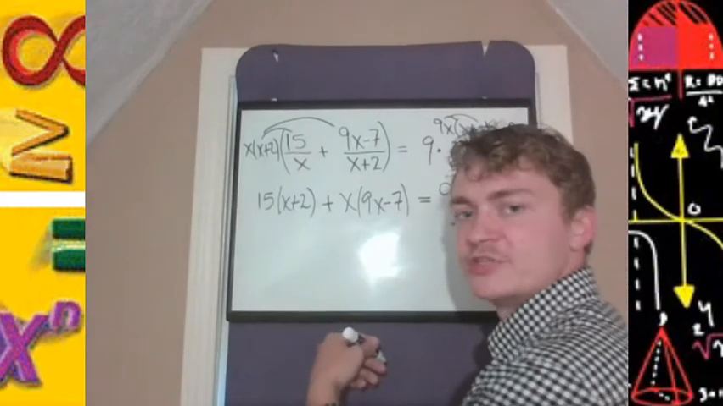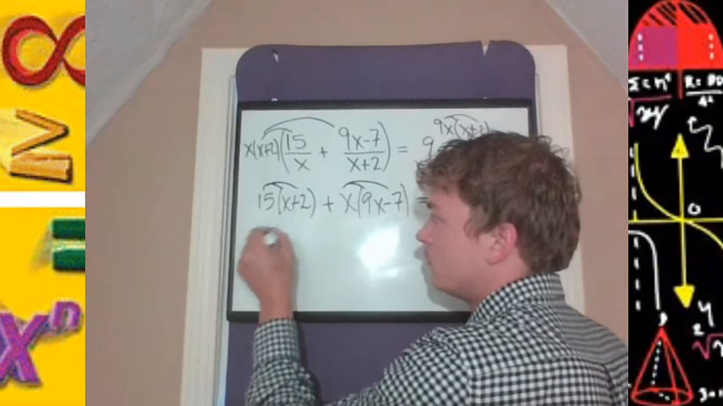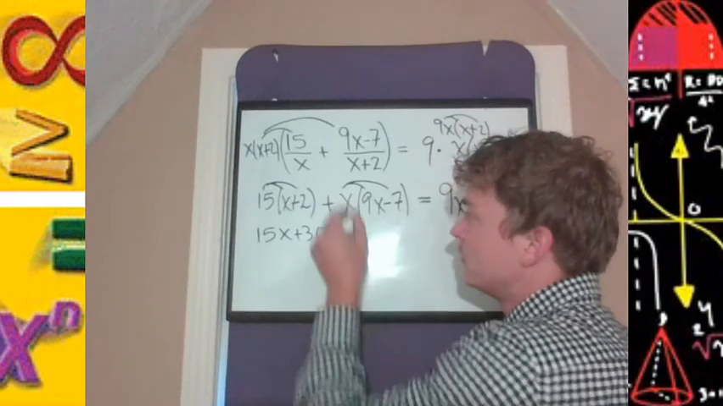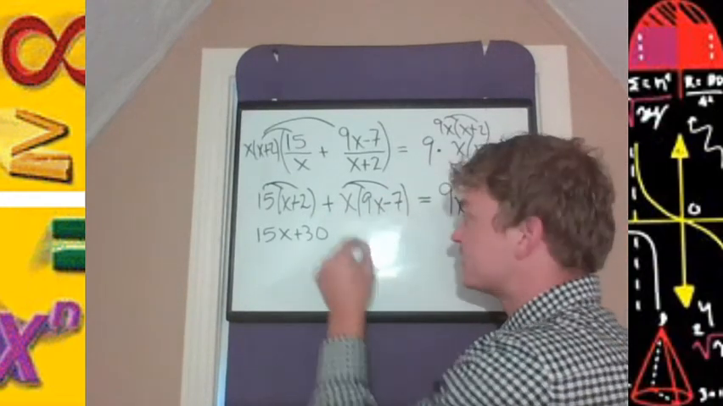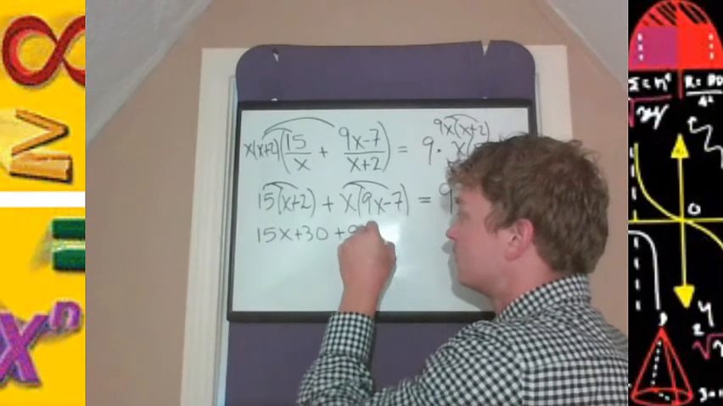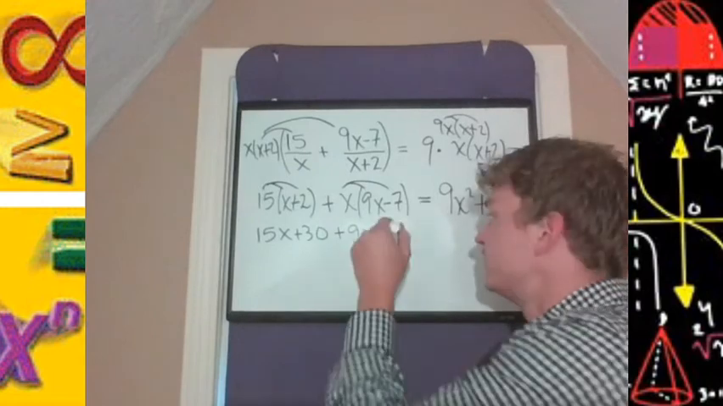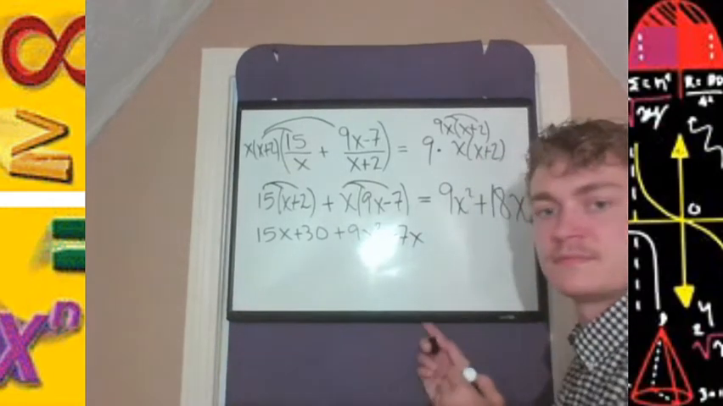On the left-hand side, we distribute as well. 15x plus 30. 9x times x is going to give us a positive 9x squared. And now this positive x times negative 7 is minus 7x.